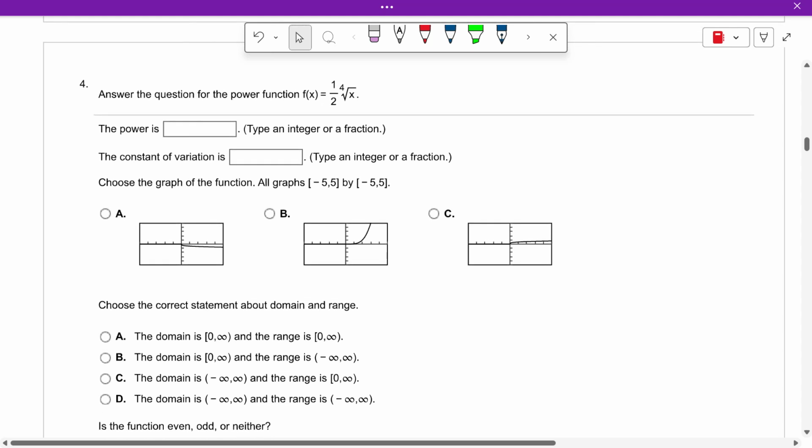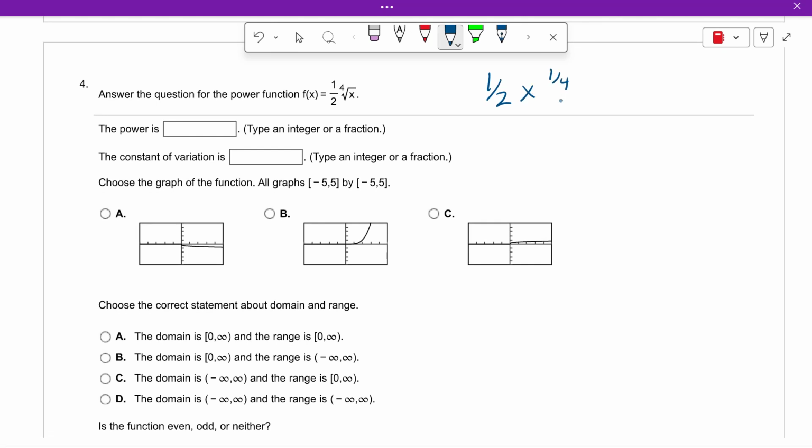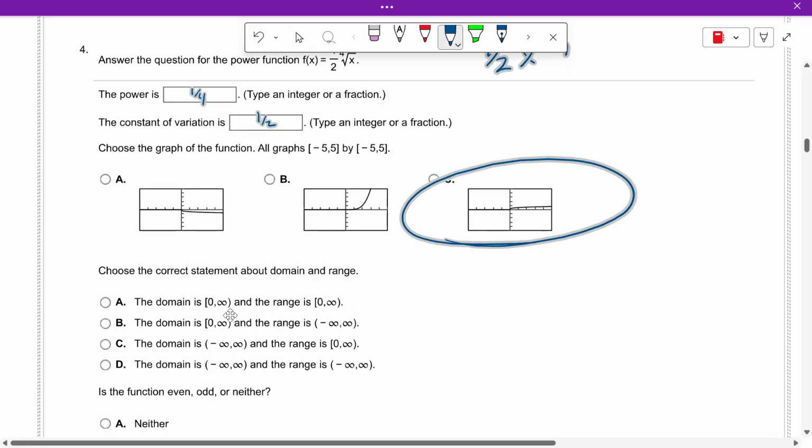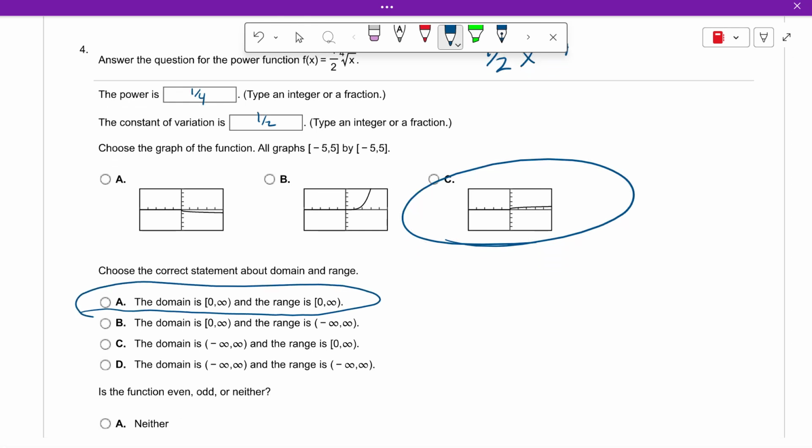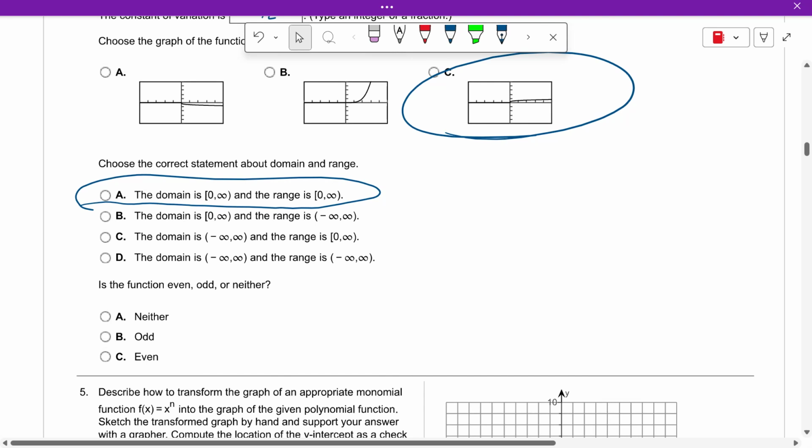All right, this is a power function. It's 1/2 x to the 1/4 power. Because it's the fourth root, it's a 1/4 power. The constant of variation is 1/2. It looks probably like this one. The domain starts at 0 and the range starts at 0. It goes forever up and forever to the right. And it doesn't mirror around the x-axis or y-axis, so it is neither.